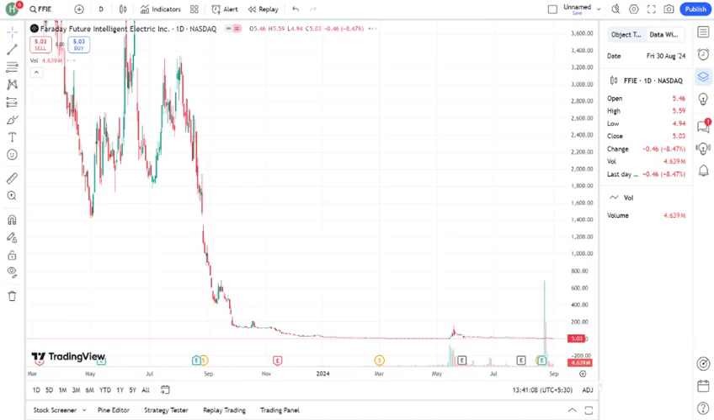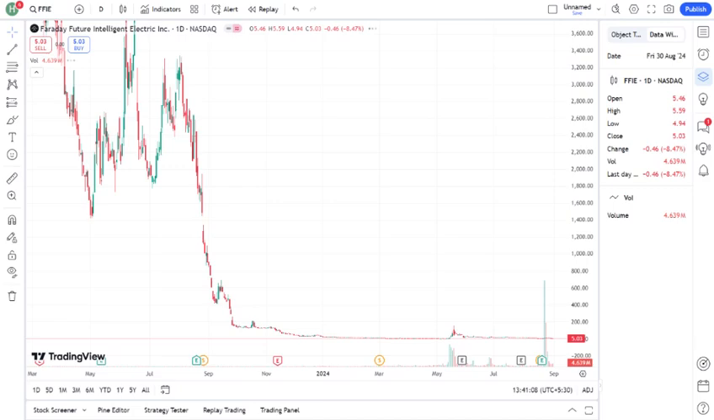Background. Faraday Future, ticker symbol FFIE, is an EV company based in California. Their flagship vehicle, the FF91, is a luxury electric SUV with some impressive specs. Faraday Future aims to compete with the likes of Tesla, Rivian, and Lucid Motors. But as you know, the EV space is crowded. So, how does FFIE stand out?